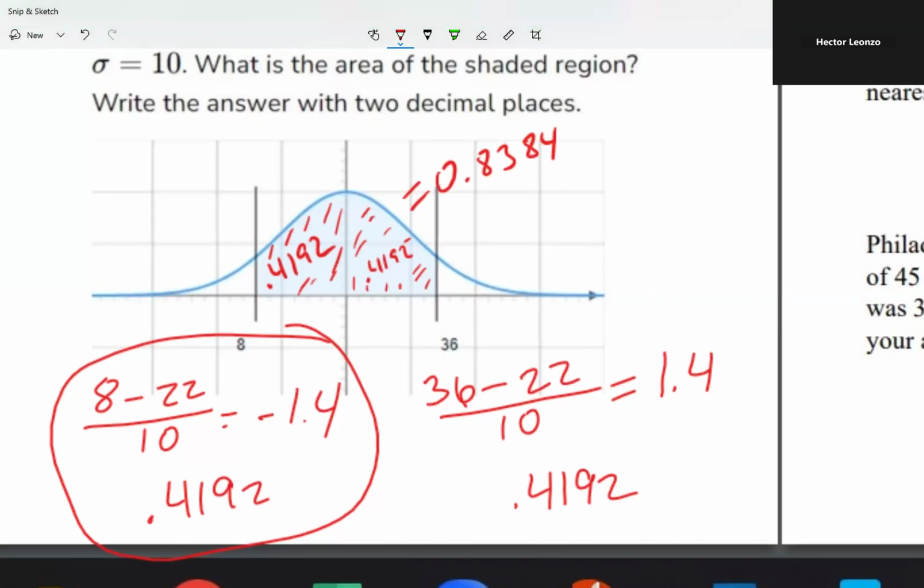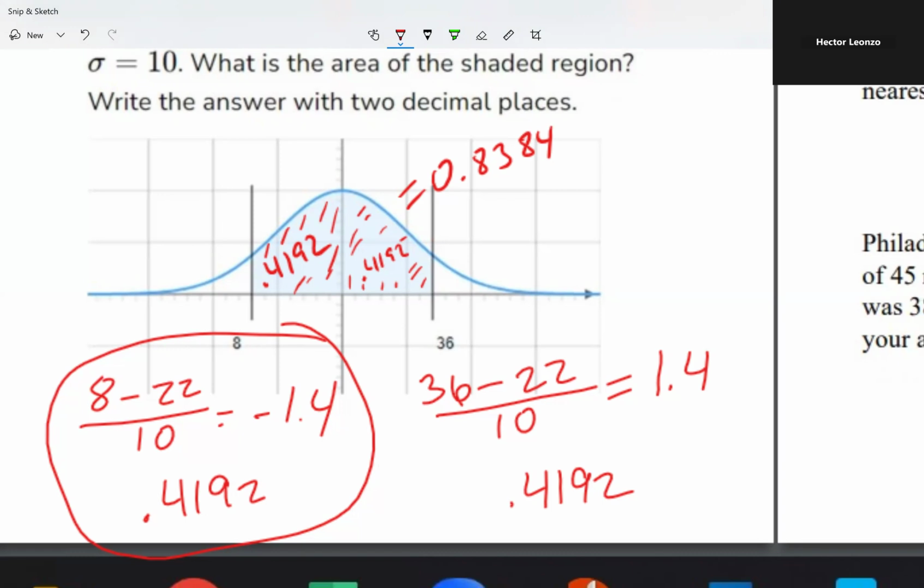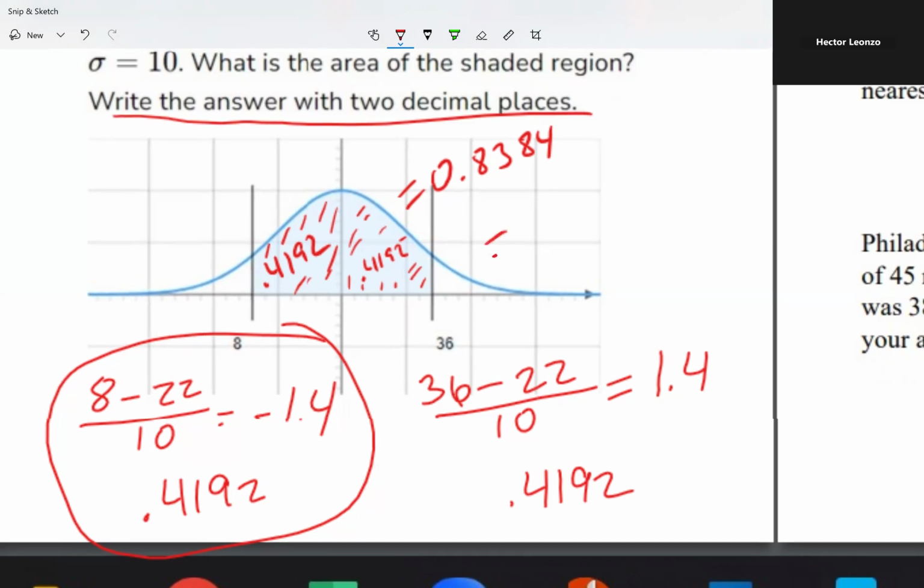But I know I have to answer in 2 decimal places. I have to round it to 2 decimal places because that's what it says here. Write the answer with 2 decimal places. So I'm going to round this to 0.84.